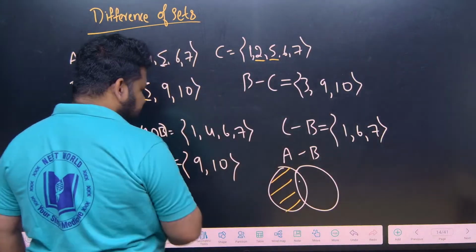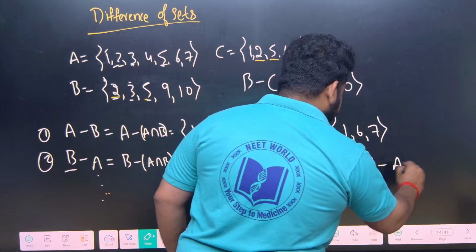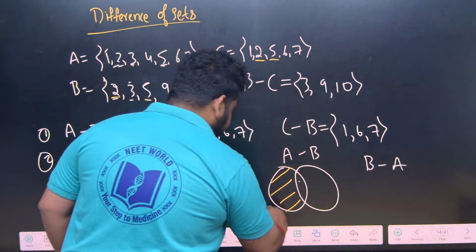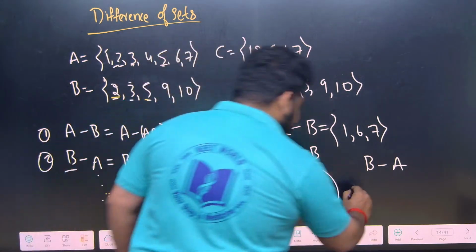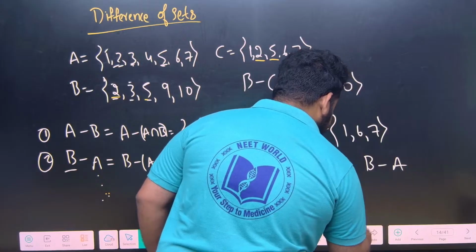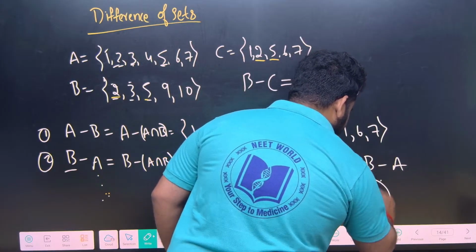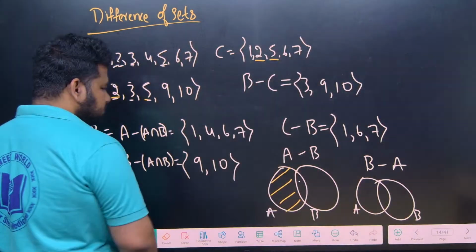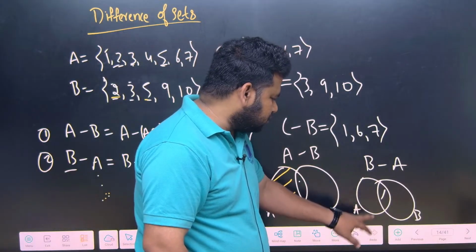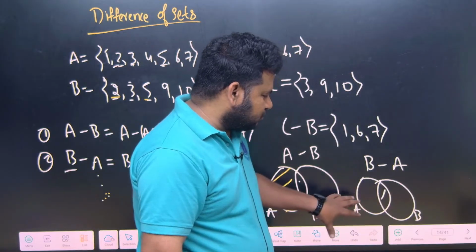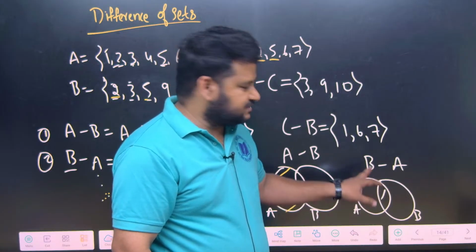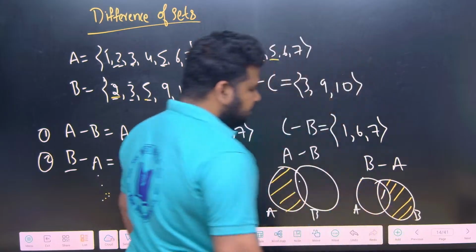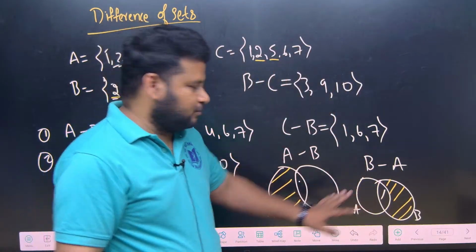Similarly, if I want B minus A, see here this is set A, this is set B. Now remove the common elements. Common elements will be removed from here, and also whatever is in set A will be removed. I want only the remaining elements that are present in set B. After removing the common elements, these will represent it. Clear? I hope it is clear to all of you.